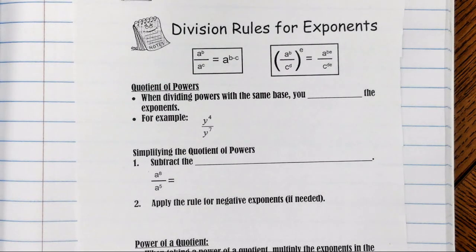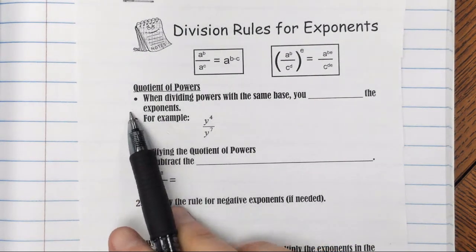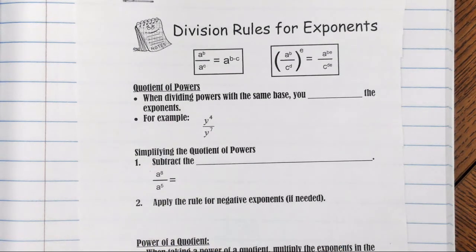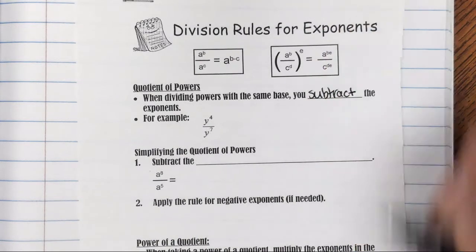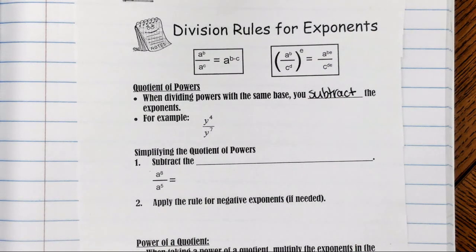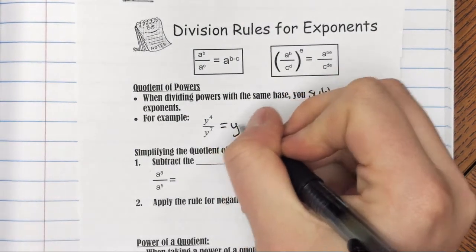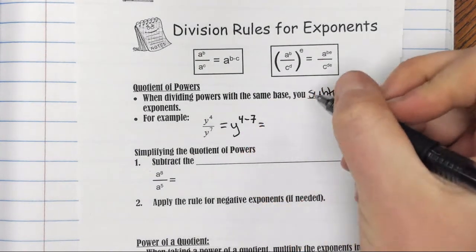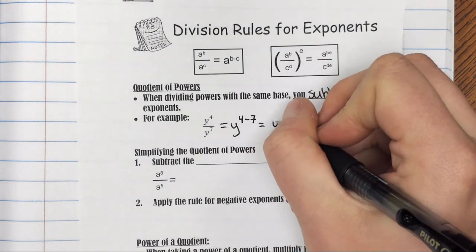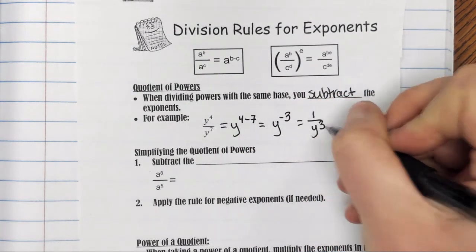In this video, we're going to talk about the division rules for exponents. The first rule we're going to talk about is the quotient of powers. When dividing powers with the same base, you subtract the exponents. For example, y to the fourth divided by y to the seventh would be y to the 4 minus 7, which would give us y to the negative 3, or 1 over y to the third.